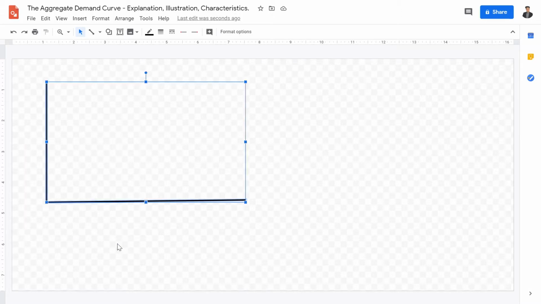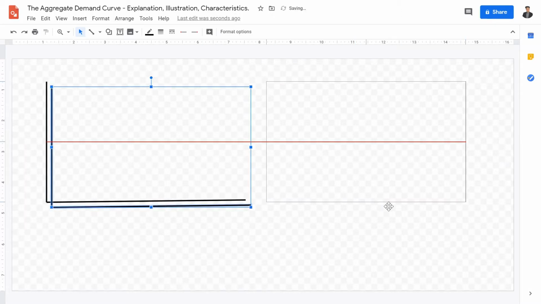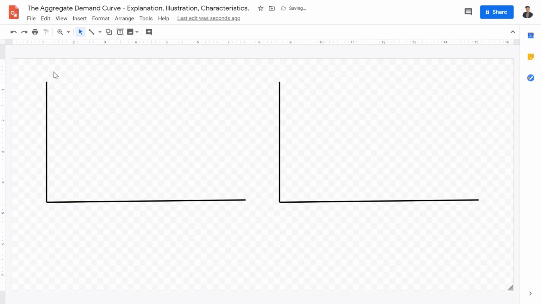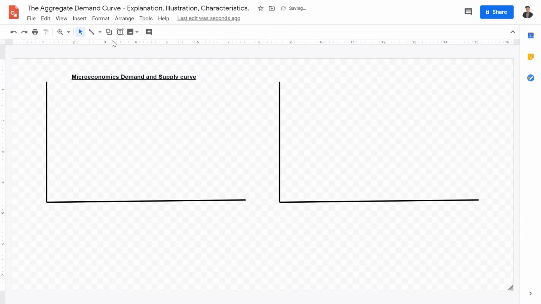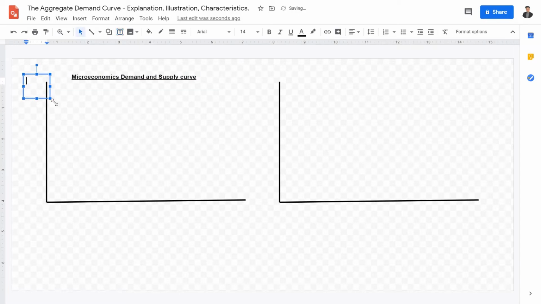So, first things first, we're going to have two graphs. Now, the first graph you're going to be really familiar with. This is the microeconomics demand and supply curve. By this point, you should be able to draw this in your sleep. We've drawn this hundreds of times. On the y-axis is the price. On the x-axis, we have the quantity.